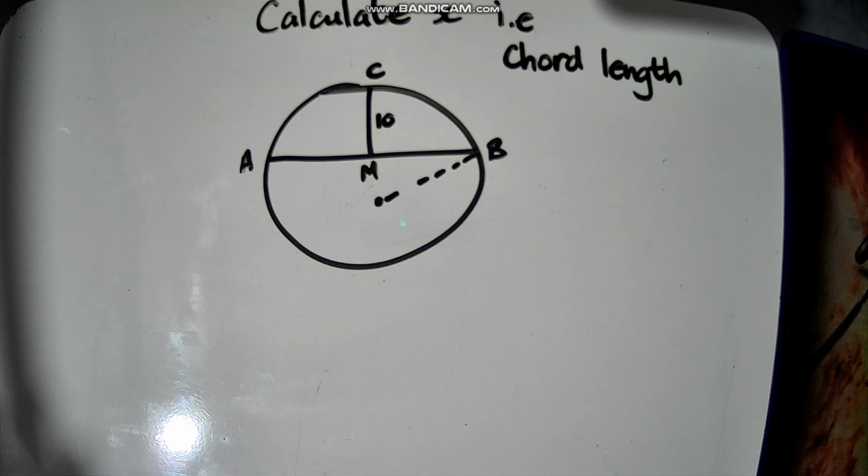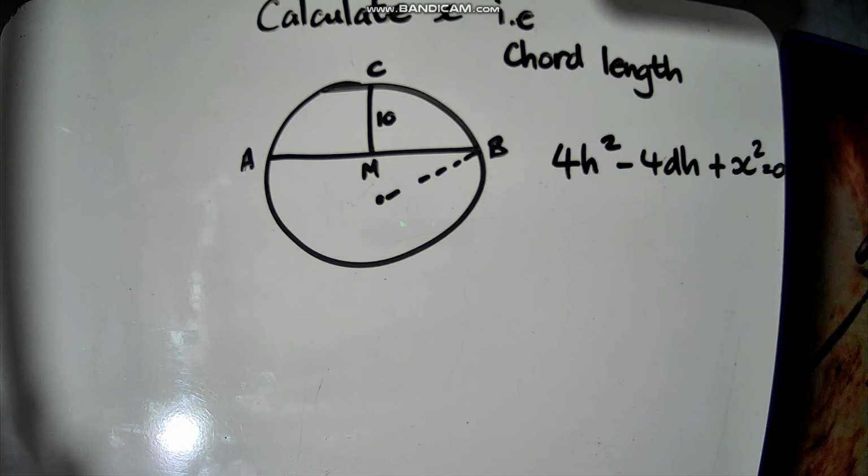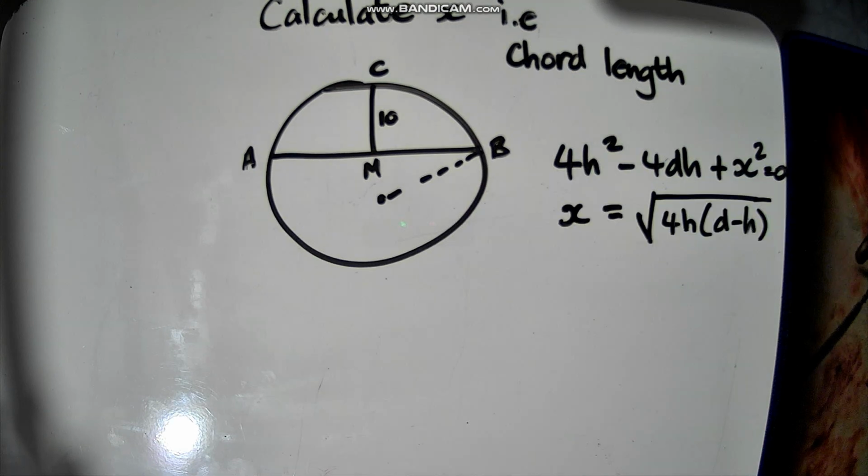So we have to use the formula. This is the formula that's on the formula sheet, so you have to manipulate that formula. The manipulated formula will be x is equal to the square root of 4h open brackets d minus h. Notice the 4h is multiplied by all that's in the bracket.